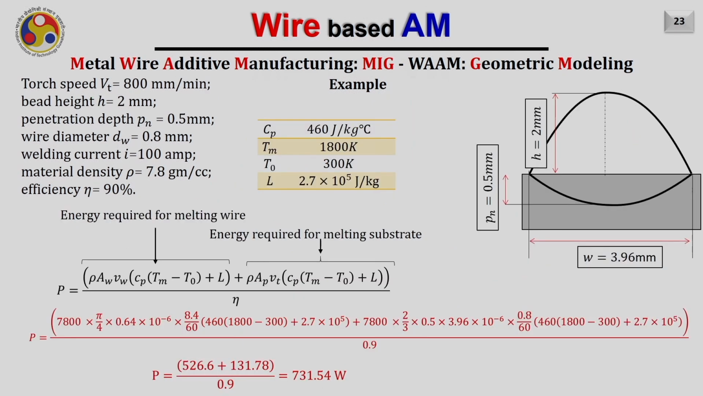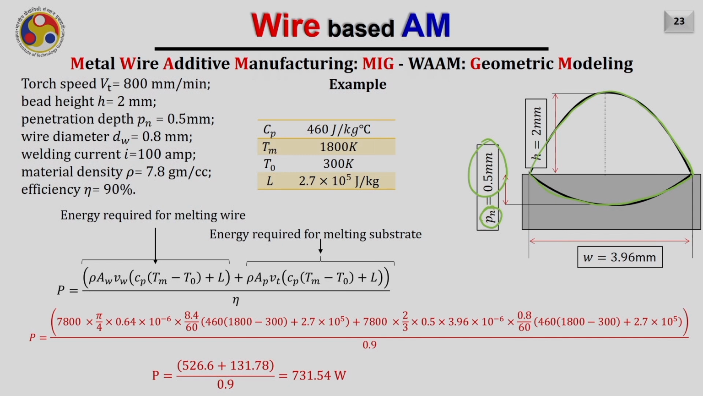Now the last part of the question asks for the minimum required power. What is known to us is the cross section of the top bead. It is asked that we assume it is a parabola. Let us assume that the penetration is also represented by a parabola, and the depth of the penetration is given to us, which I am writing as Pn, and it is 0.5 mm.